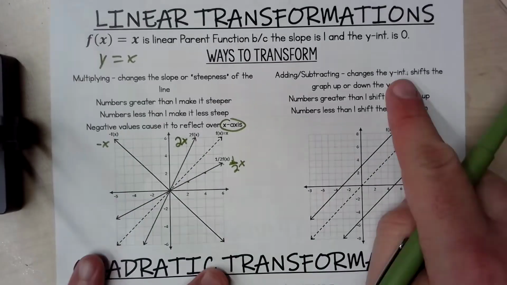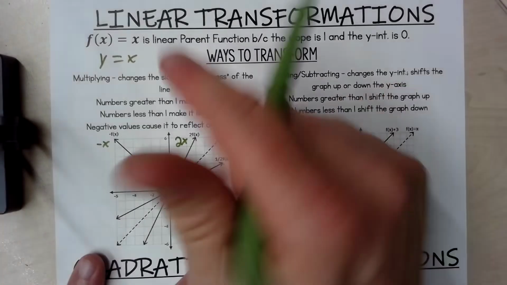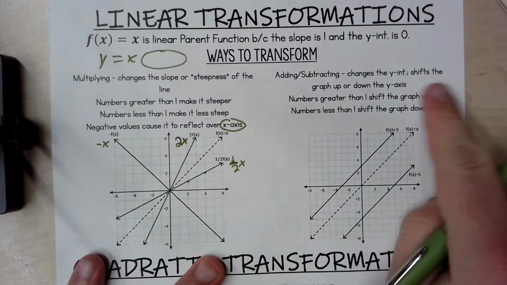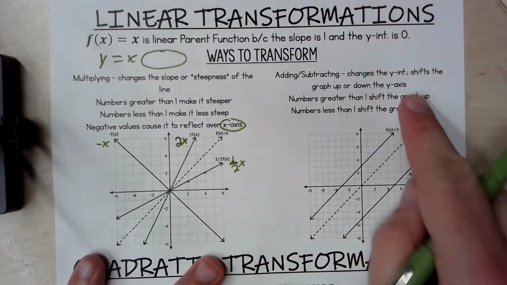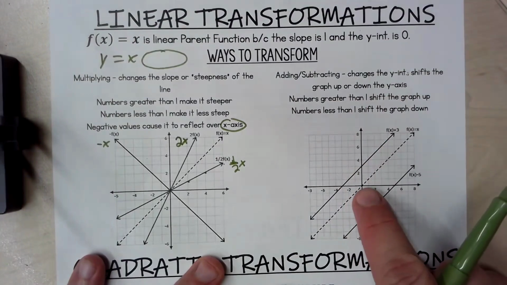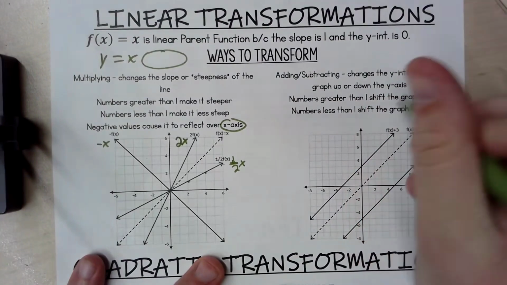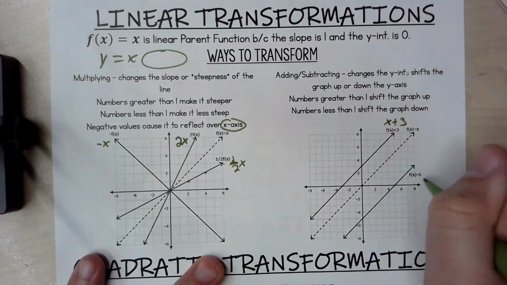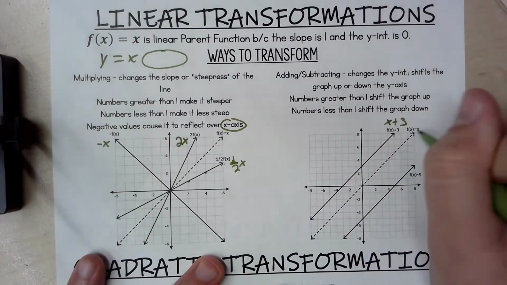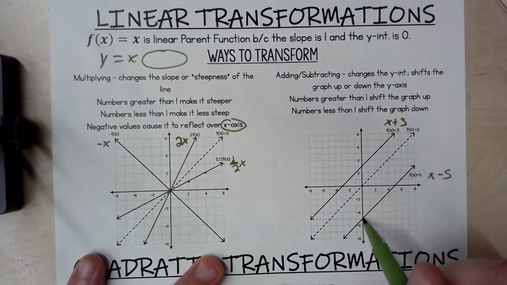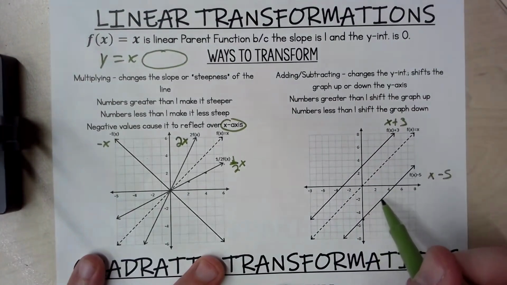Well, adding or subtracting changes the y-intercept, because this part out here is the y-intercept. So it shifts the graph up or down the y-axis. If it's plus 3, instead of being at 0, our y-intercept is now positive 3. This is really just x plus 3. And f of x minus 5: if f of x and x are the same thing, this is really just x minus 5. Our y-intercept is negative 5, but our slope is still the same.